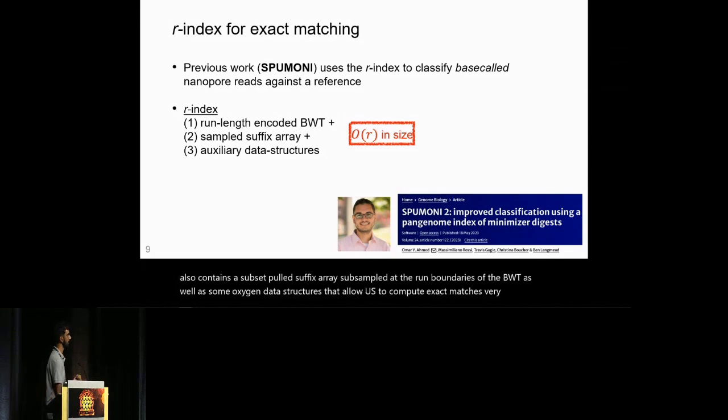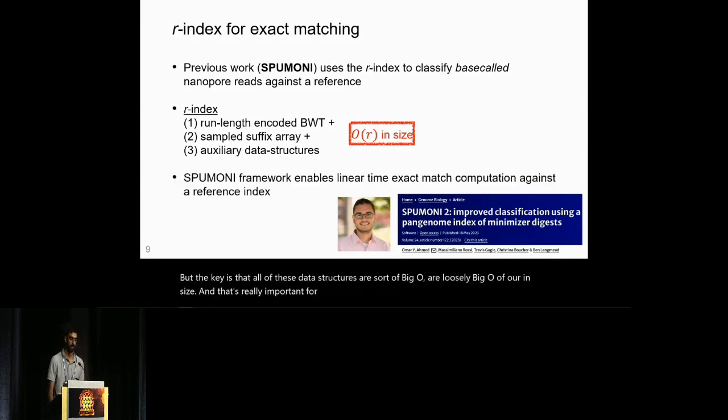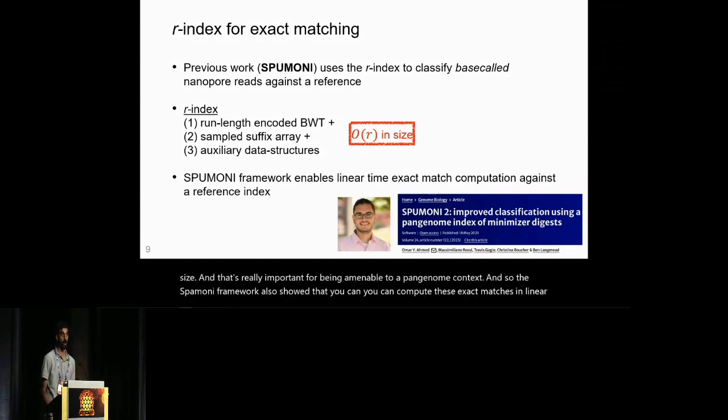But the key is that all of these data structures are loosely big O of r in size, and that's really important for being amenable to a pangenome context. And so the Sigmoni framework also showed that you can compute these exact matches in linear time, and I'll show how that works against these large pangenome reference indexes.